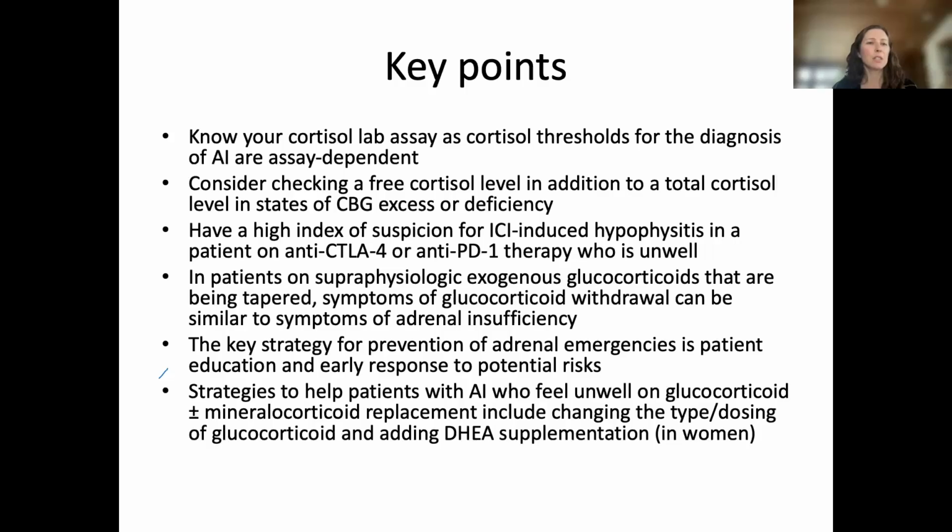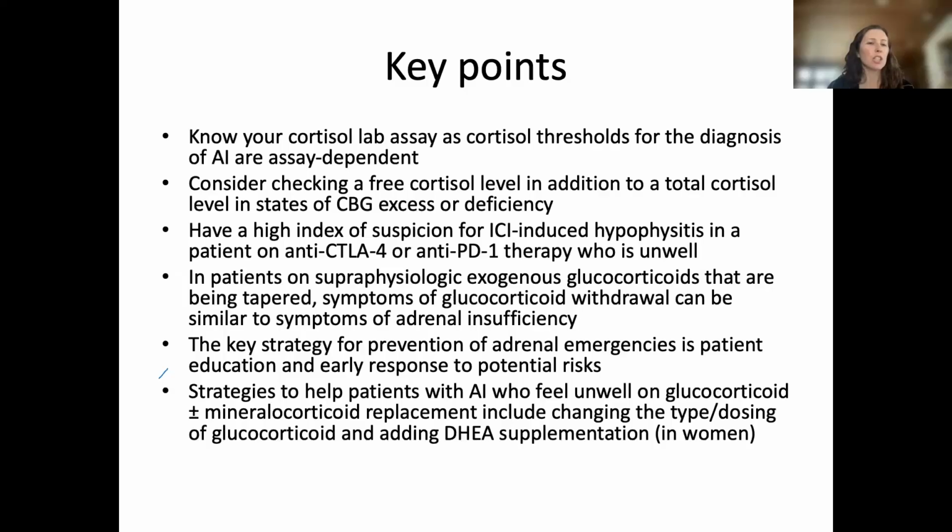Have a high index of suspicion for ICI-induced hypophysitis in a patient who is on anti-CTLA-4 or anti-PD-1 therapy who is unwell. In patients on supraphysiologic exogenous glucocorticoids that are being tapered, symptoms of glucocorticoid withdrawal can be similar to the symptoms of AI. The key strategy for prevention of adrenal emergencies is patient education and early response to potential risks.